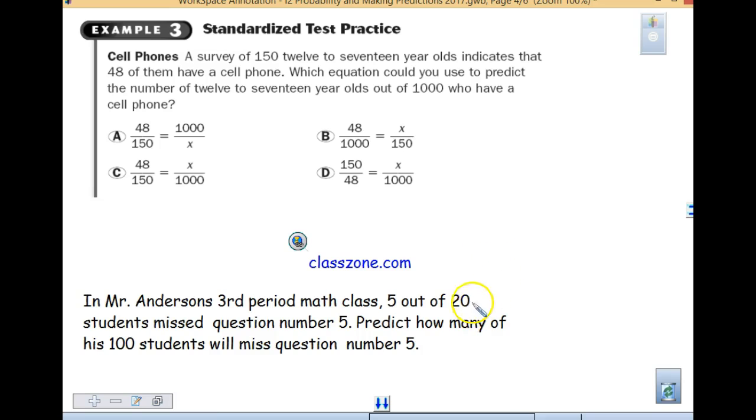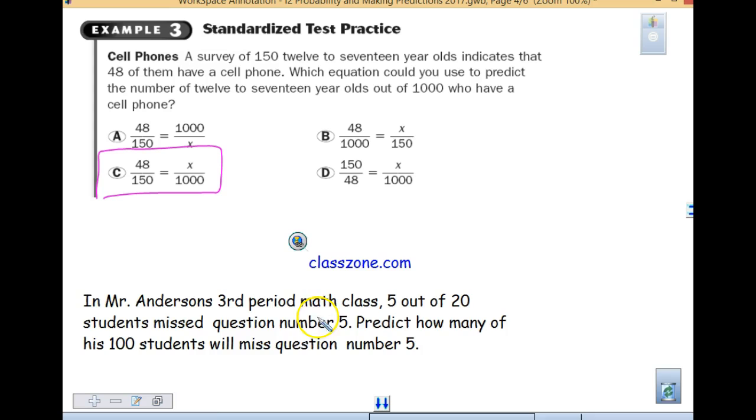Zach and Jeff, what do you got? A, B, C, or D? C. Everyone agree C? Okay. 48 to 150, that looks good. This one, probably not so much, the thousands are in the wrong place. 150, that relates to our 1,000, and we'd be looking at this one, correct, okay?